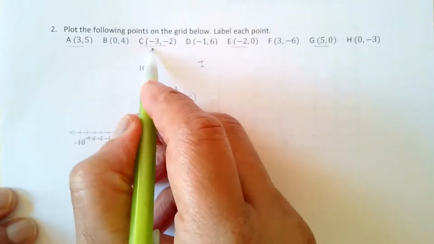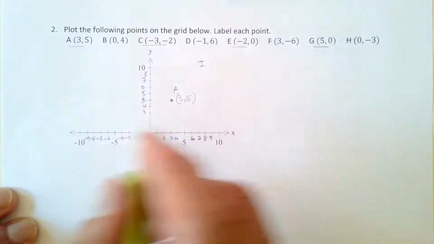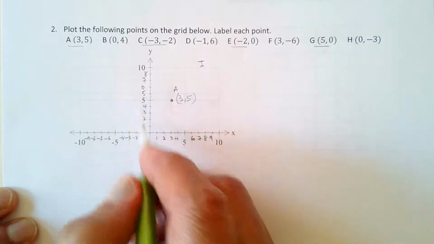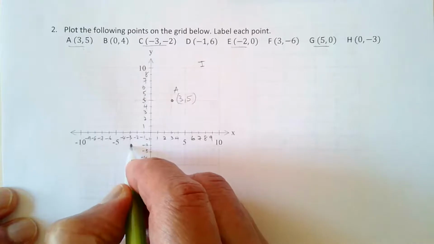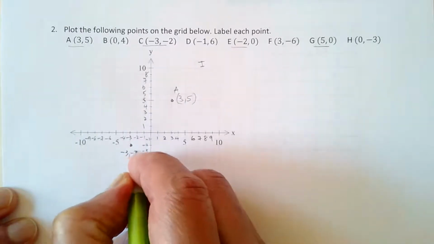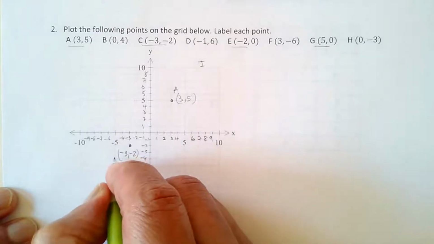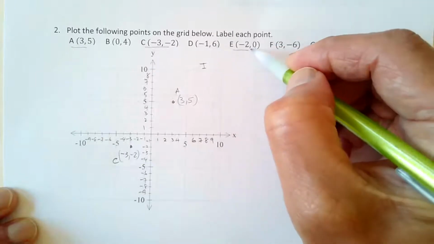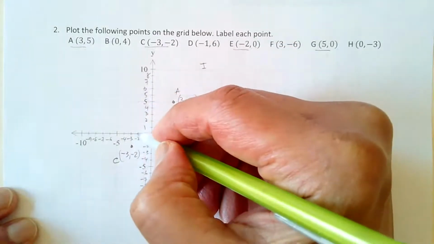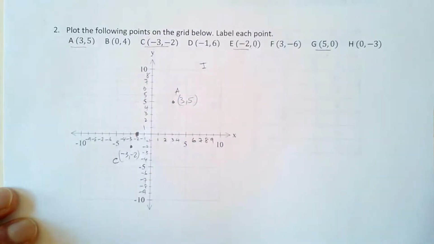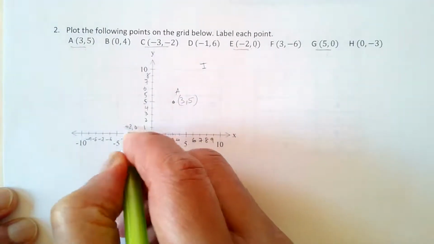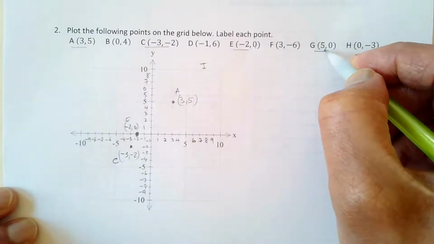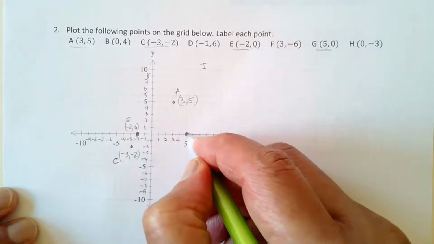Let's look at C, (-3, -2). So -3 is here. Go straight down. And -2. So (-3, -2). That would be C. Here we have E, (-2, 0). So (-2, 0) would be right on the x-axis. G is (5, 0). So that's also on the x-axis.